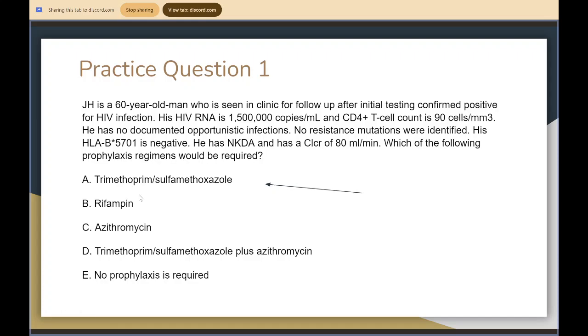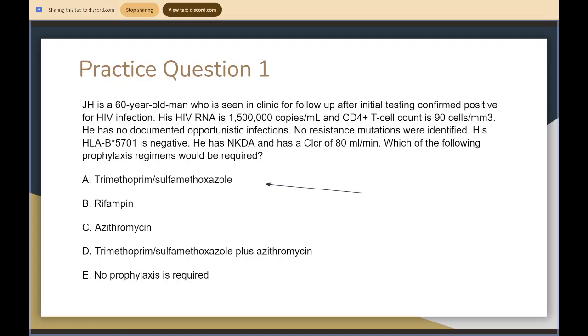All right. So the correct answer is A, Bactrim. The CD4 count is below 200, and so we'd want to do prophylaxis for PJP. Additionally, the CD4 count is below 100, so we want to do prophylaxis for toxoplasmosis. Bactrim covers both, and there are no known drug allergies.